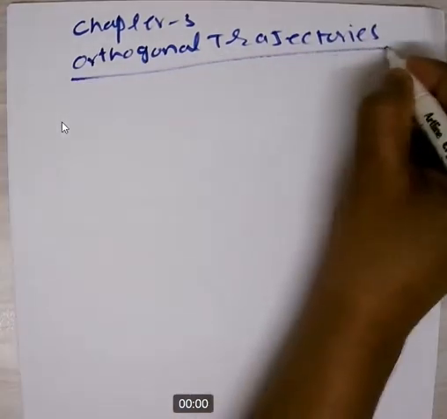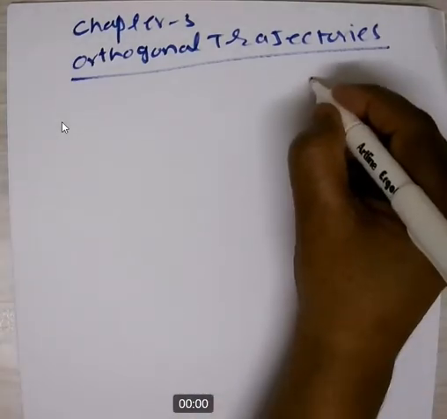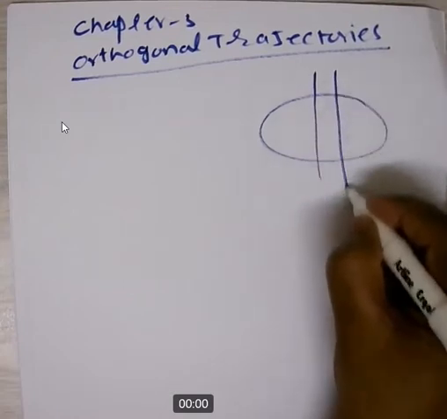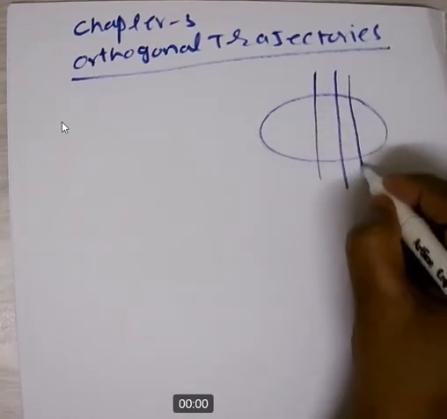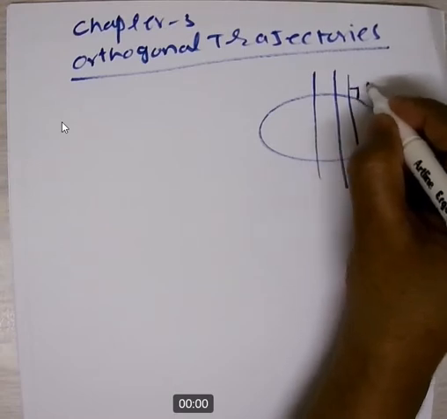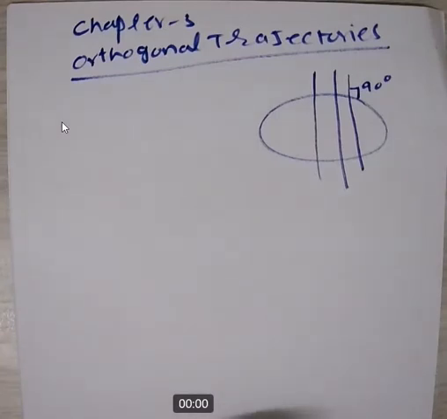Orthogonal trajectories. What is the meaning of orthogonal trajectory? If any curve is passing through a point, and if the intersection of that one is 90 degrees, then it is called orthogonal. We do not want to discuss more about the curve cutting and like that. We want to focus on how to mathematically solve these types of problems.